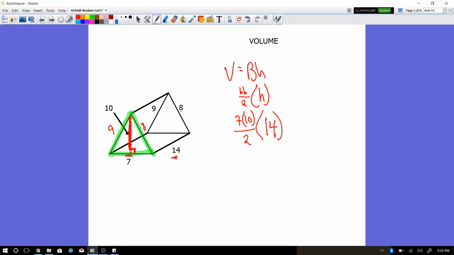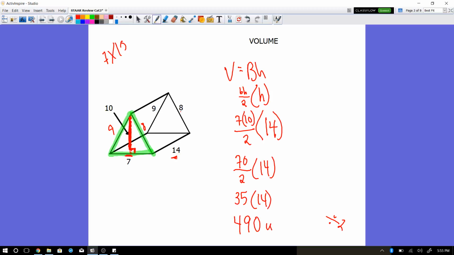I know that you're going to be tempted to solve all these things in one little tiny section and have like 7 times 10 over here and then divided by 2 down here. I highly discourage that. 70 divided by 2 times 14. And then you're going to have 35 times 14. And that will give you 490.